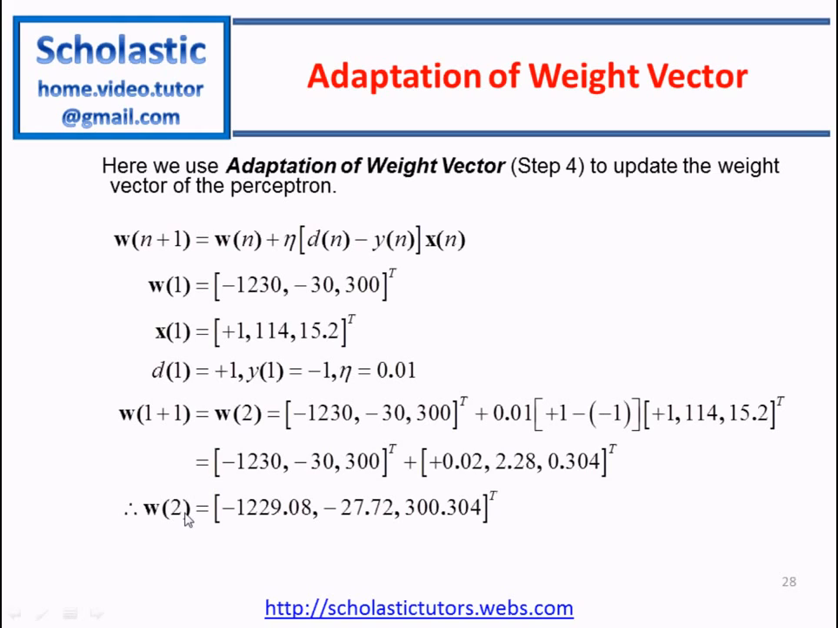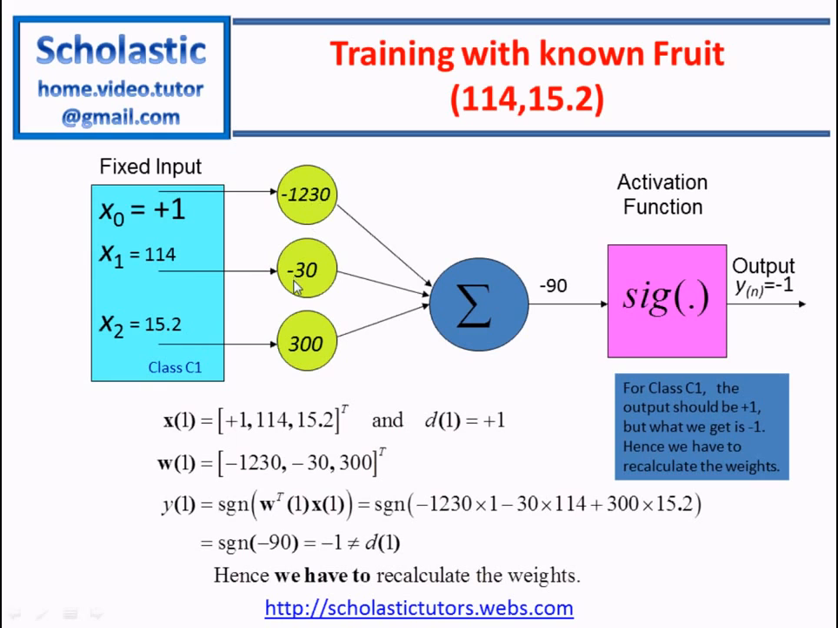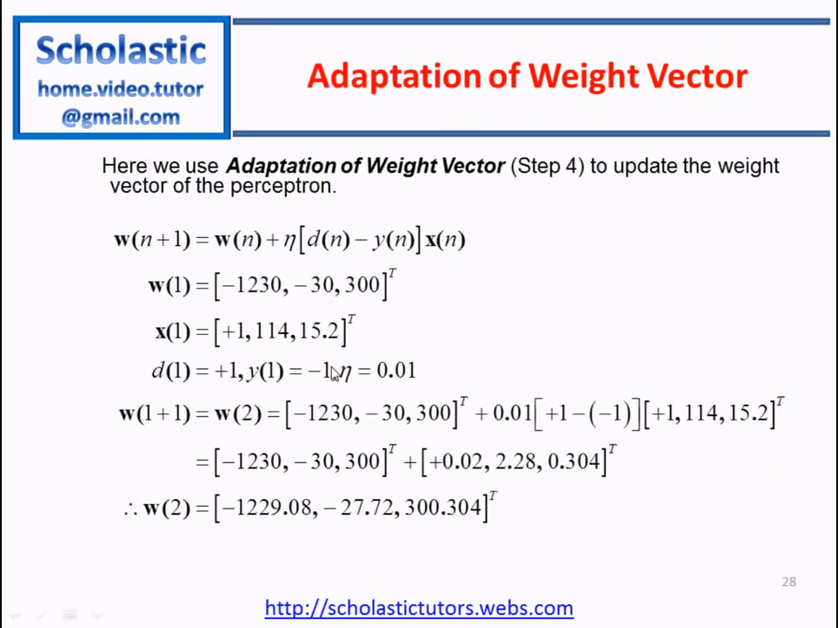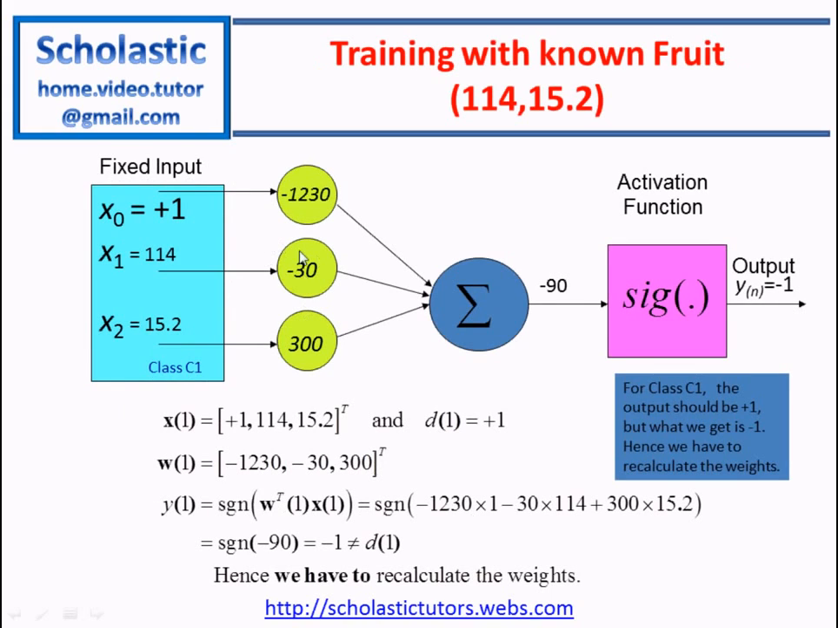Basically n equal to 1, plus 1 is the second iteration of this system. We got the weight vector w2 to be equal to this value. So that means we have three weight values. Earlier we had 1230, 3300, minus 3300. Now we have -1229.08 for the first one, and -2.72 and 300.304. Basically the initial values have changed in order to cater for this fruit.